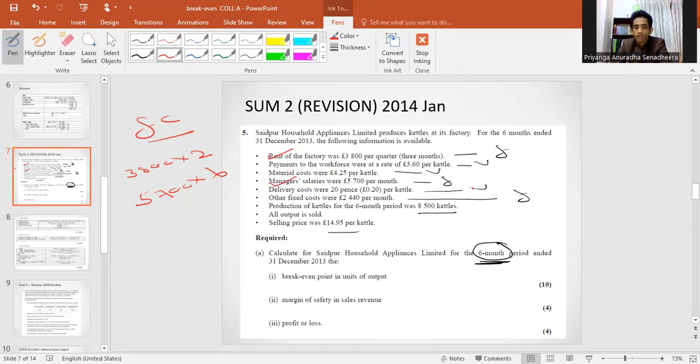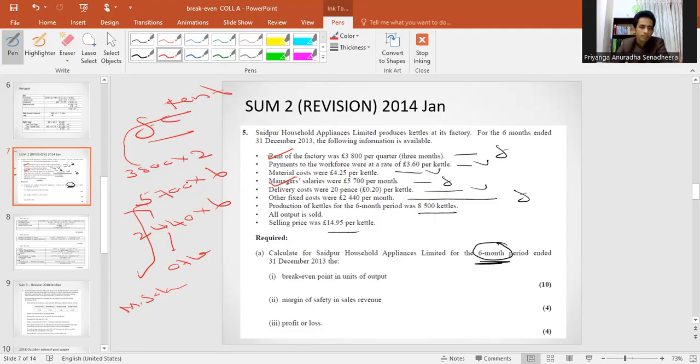Manager's salary done. Then the next fixed cost is the other fixed cost, that is 2,440 per month. 2,440 multiplied by 6. So this is other fixed cost, and this one is manager's salary, and the 3,800 thing was rent. So now we have calculated all the 3 fixed costs. Now add those 3 and then you get the total fixed cost.